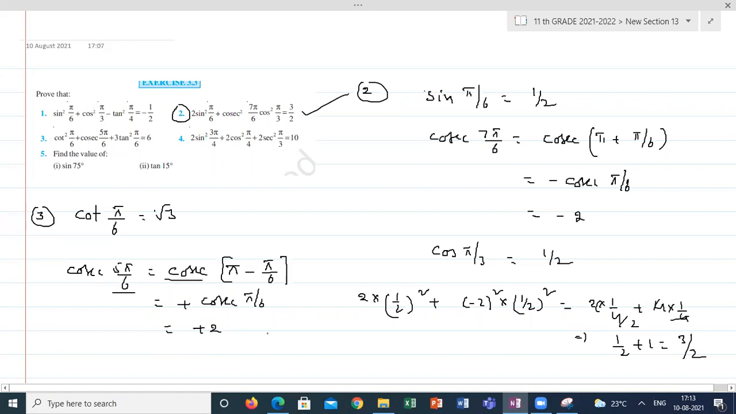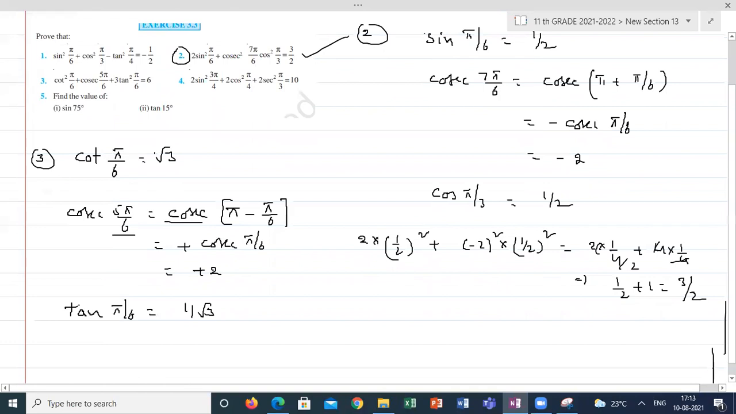Next one is tan pi by 6. What is the value of tan pi by 6? Tan pi by 6 is how much? 1 by root 3. So if I am substituting all these three values, check whether you are getting 6 or not.